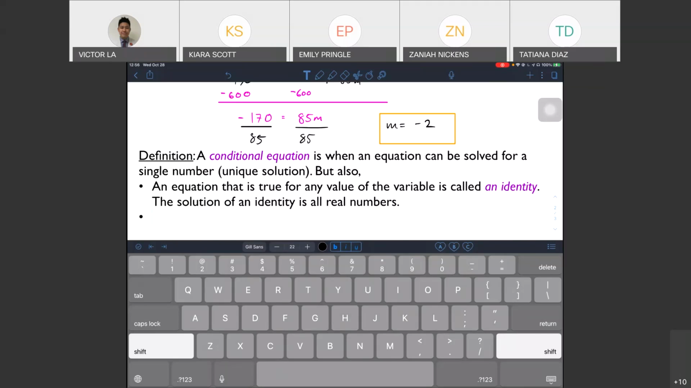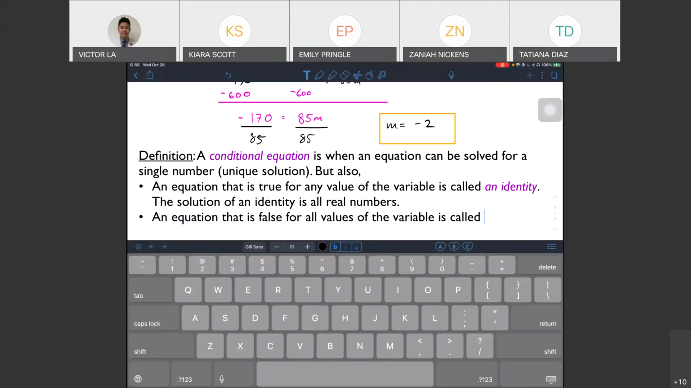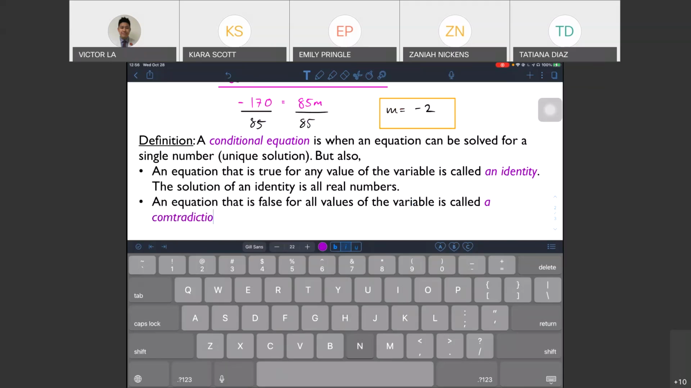And then the last one is contradiction. An equation that is false for all values is called a contradiction. A contradiction has no solution. So let me give you a minute to type that out.